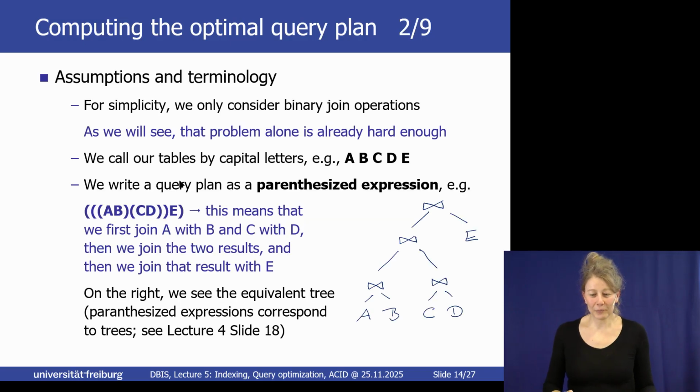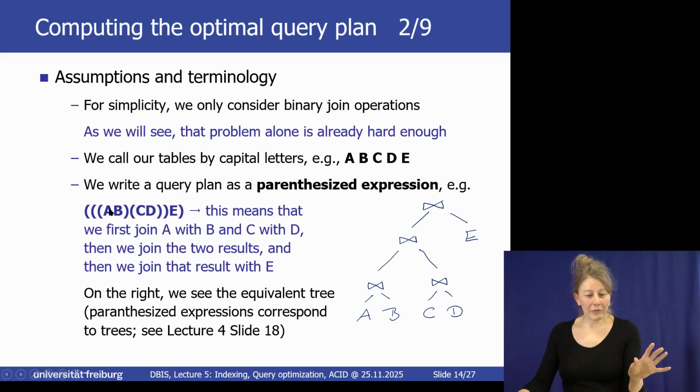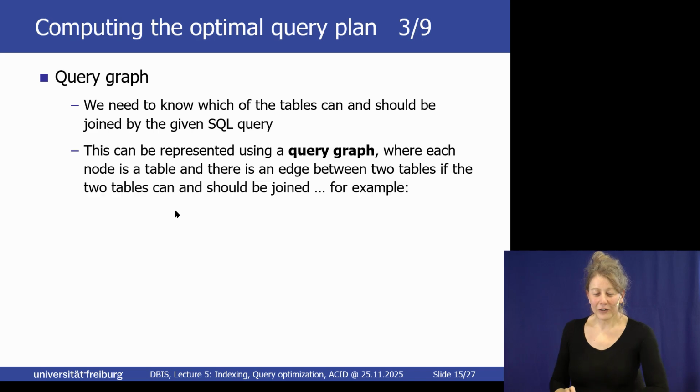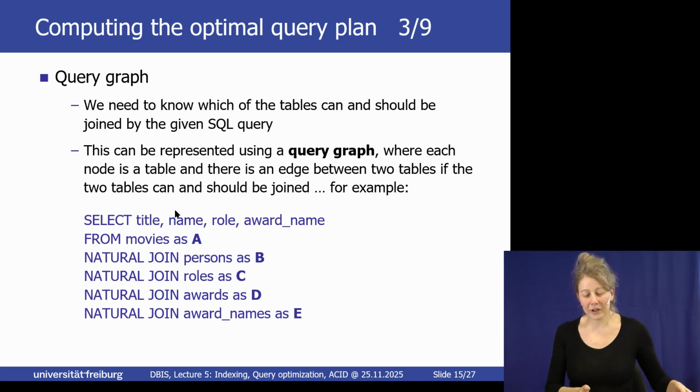Query graph. Here I joined A and B, C and D and E. In a real join, I cannot join everything. I can only join certain tables with each other. They need to have a join column in common. Otherwise, it's the Cartesian product. So a very important thing is the join graph.